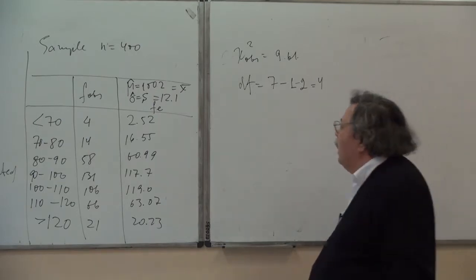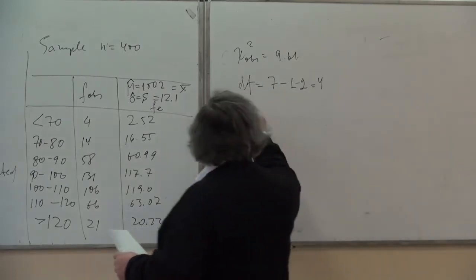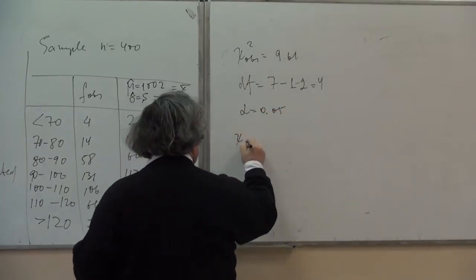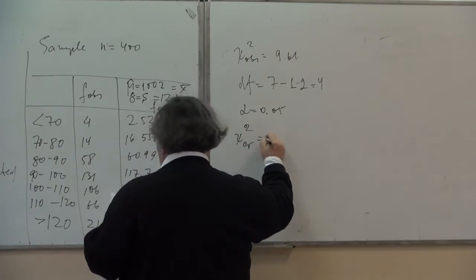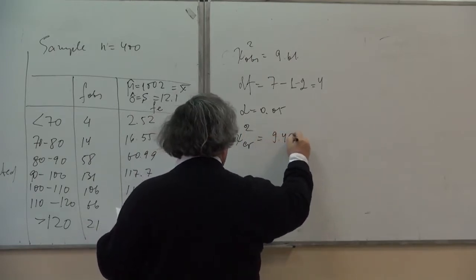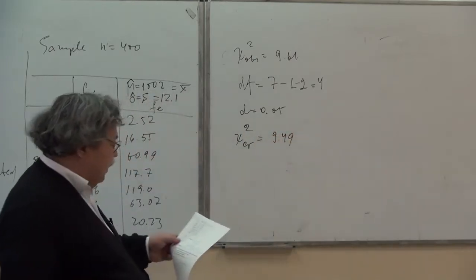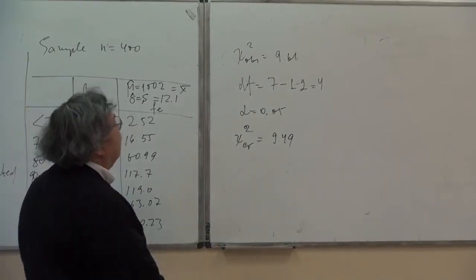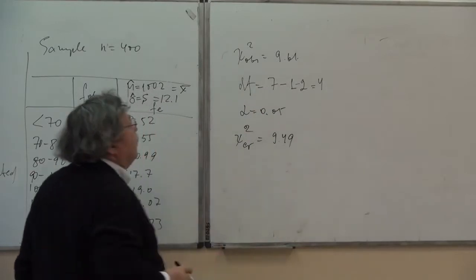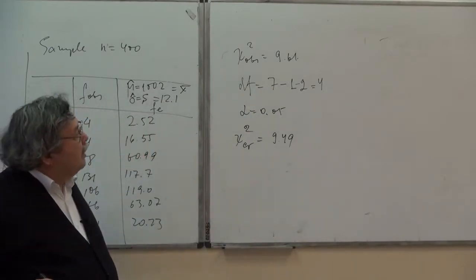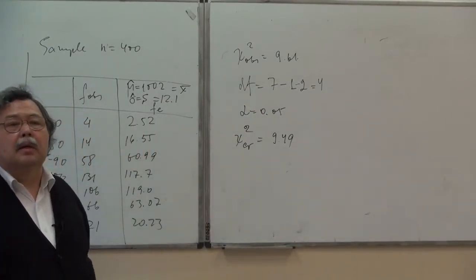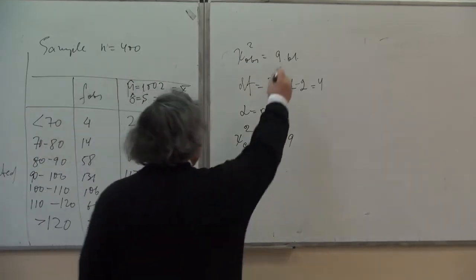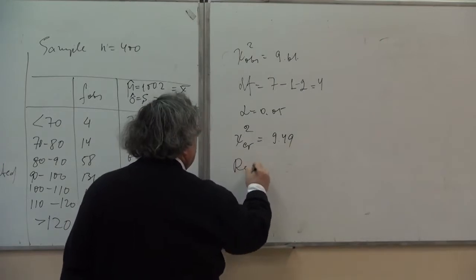So the number of degrees of freedom here is 4. Okay. Well, and introducing this significance level, we find this value for chi-square critical. Okay. All right. Look at this. The value of chi-squared observed is very close to chi-squared critical, but it's larger actually. And because this one is larger than that, the answer is this.